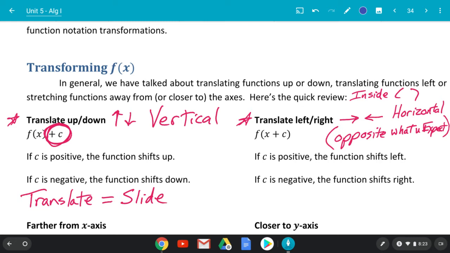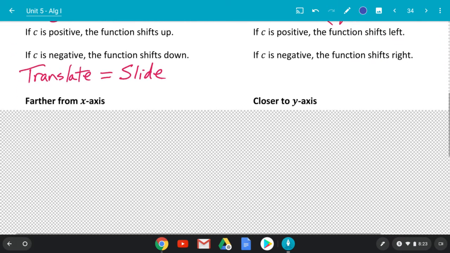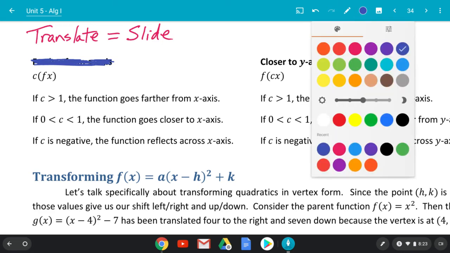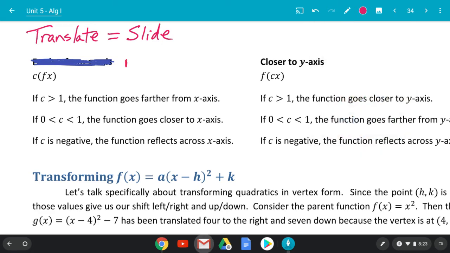So, those we've already done. That's not the hard part. It's this next one. These next ones. Where it says further from the x, I want you to cross that out. Okay. This is a dilation.